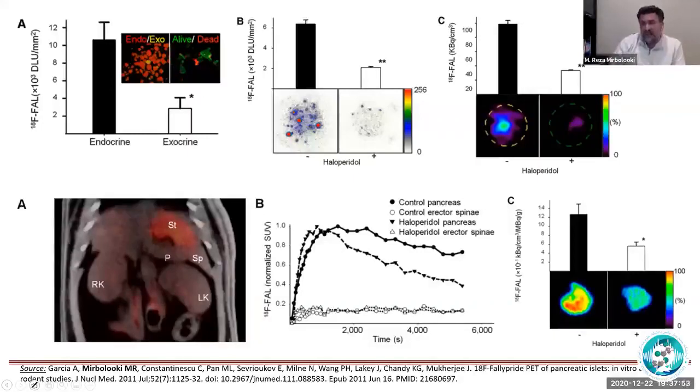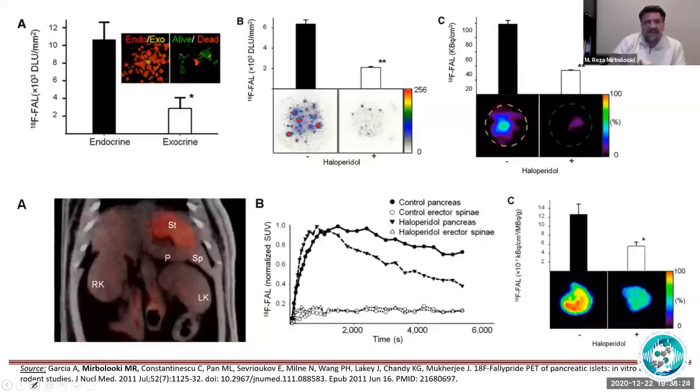So we can actually see those pancreatic beta cells in a normal pancreas. These are the applications that we thought about, and we designed the experiments based on that as well. First of all, we used a compound called fallypride, a D2/D3 receptor agonist, and its affinity to D2 is much higher than D3.